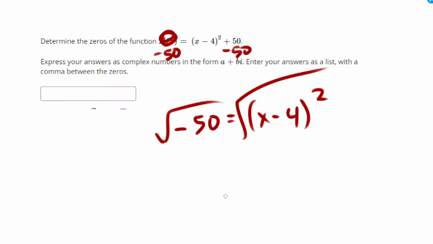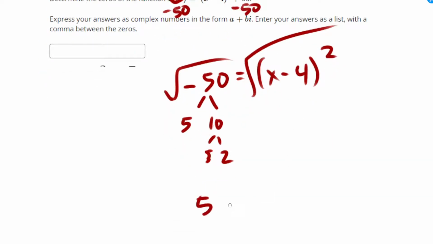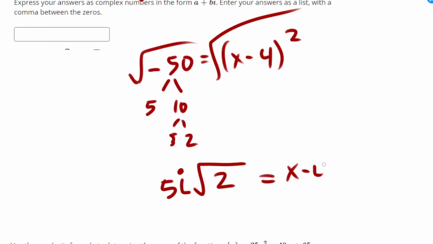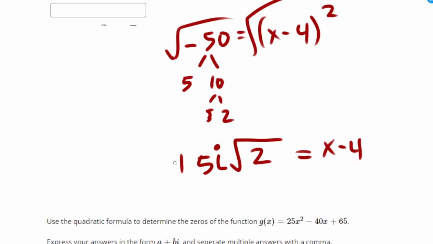So what happens is we actually have to take out an i. But first let's prime factor it. So we have 5 and 10, and 5 and 2. So we can take out a 5. So we'll have 5 square root of 2 left over. But we also have to take out an i to get rid of that negative on the inside. It's kind of weird, but you'll get used to it. That is equal to x minus 4. We can add 4. Oh, and this is going to be plus or minus, by the way.